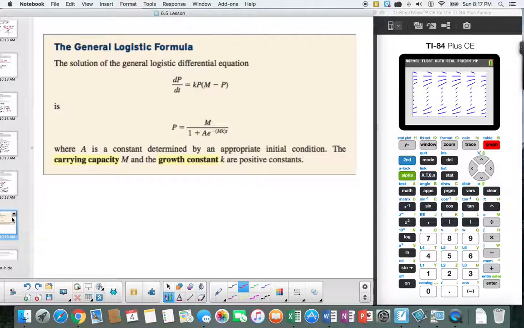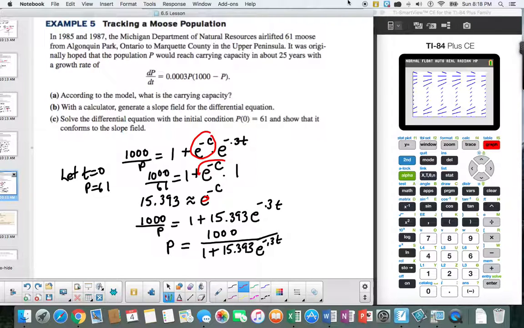Now let's take a look at this general logistic formula. You can see that this is the form we have. At the end, the carrying capacity will be in the numerator. We'll have a 1 plus some kind of constant that we get from the initial condition. And you can see that the coefficient of t is really the product of the carrying capacity and k. Let's go back to the previous problem. When I take this k and multiply it by m, that's how I get this -0.3.